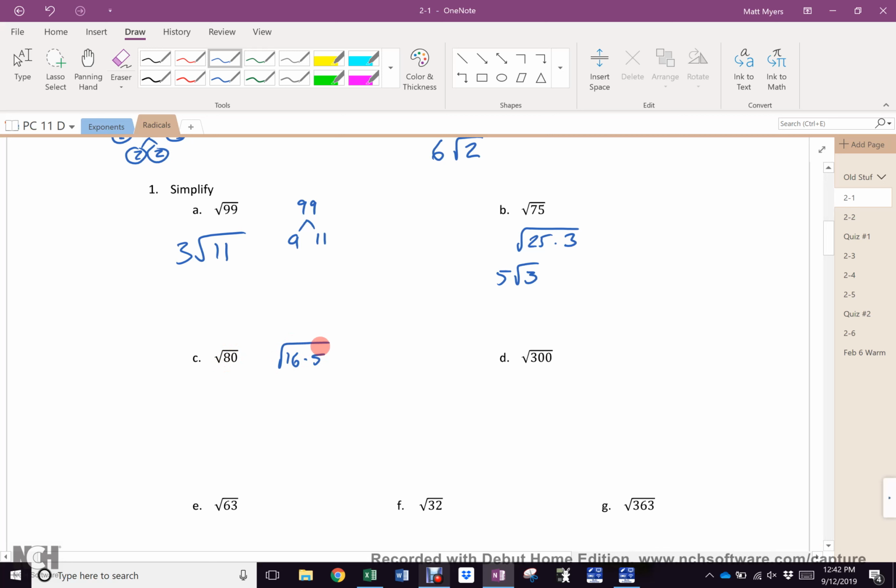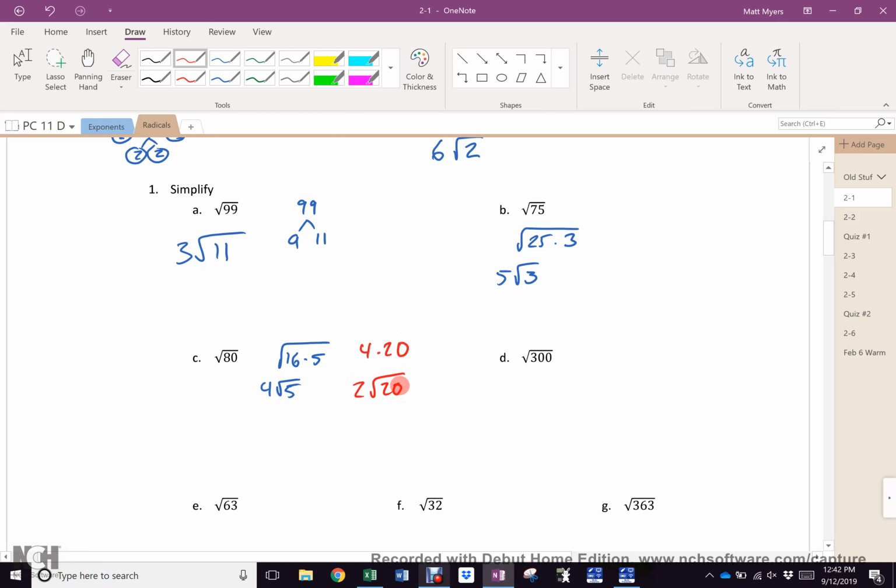So what's coming out? 4. And what's staying in? 5. Now, let's say you don't see that perfect square. You don't know that 16 times 5 is 80 like I do because I've been practicing forever. You say, I got you, Myers. You're not fooling me. That's 4 times 20. Because it is, isn't it? 4 is a perfect square. What's coming out? 2, and some of you will leave that as your final answer.